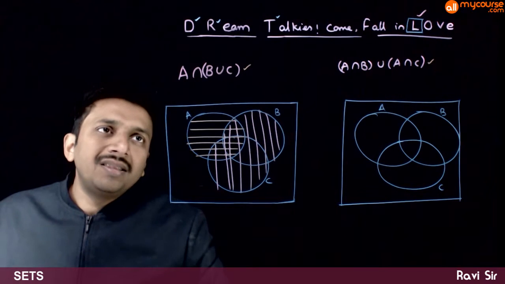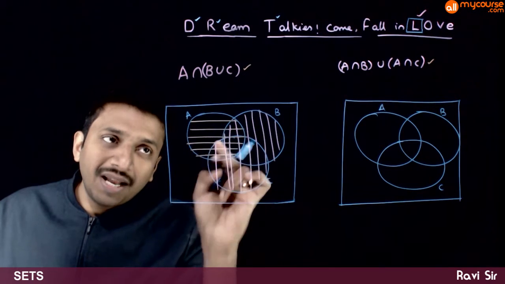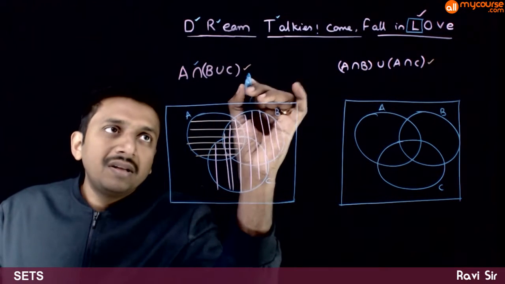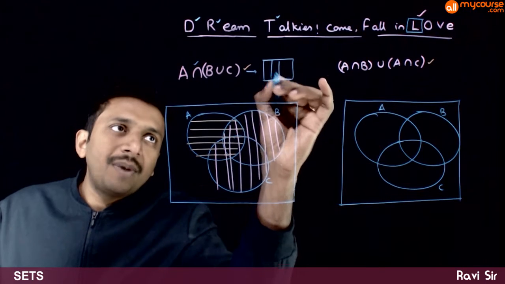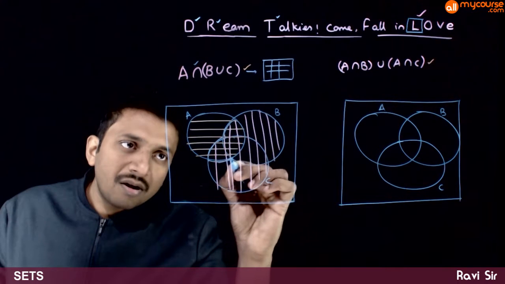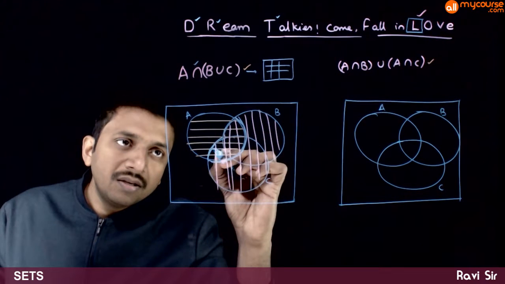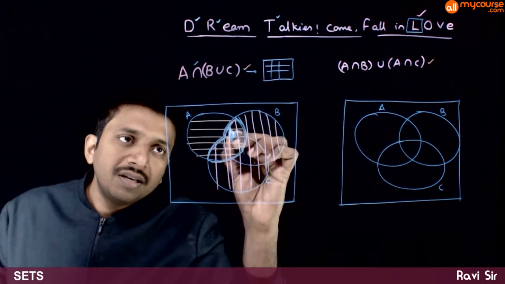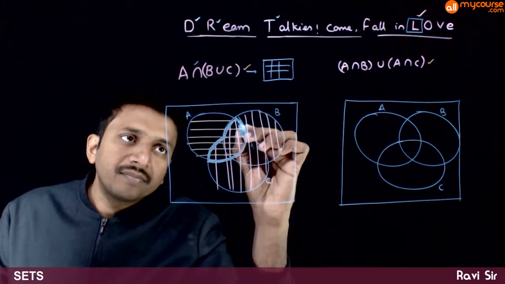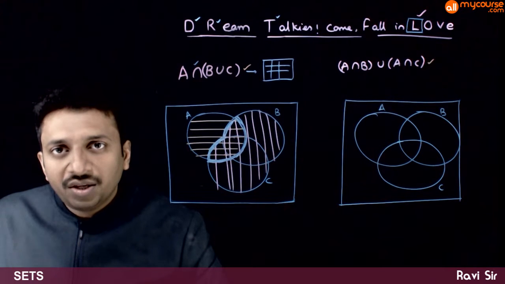Now I want the region corresponding to A intersection of B union C, that is the intersection of the horizontal lines and the vertical lines. Always remember that intersection gives you the checked area. So this is nothing but the area represented by checks. That is this area, if you closely observe. This is the region which comes under A intersection B union C.